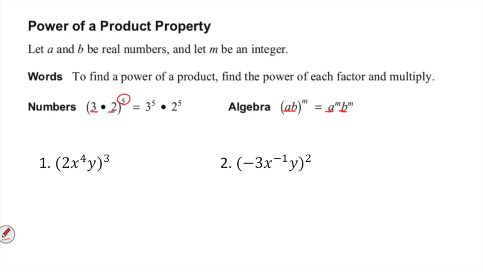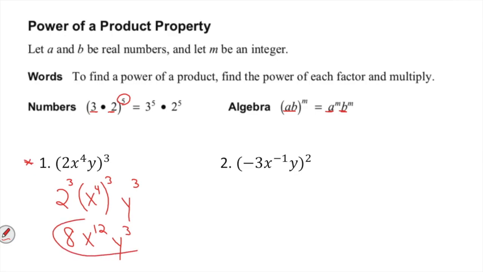So, for example, in number 1 here, the 2 has to be raised to the third power, the x to the fourth must be raised to the third power, and the y must be raised to the third power. So now we evaluate: 2 to the third is 8. If you notice, x to the fourth all to the third requires us to use the power of a power property, so we simplify that by multiplying those exponents. That's x to the 12th and y to the third. And now that's completely simplified.